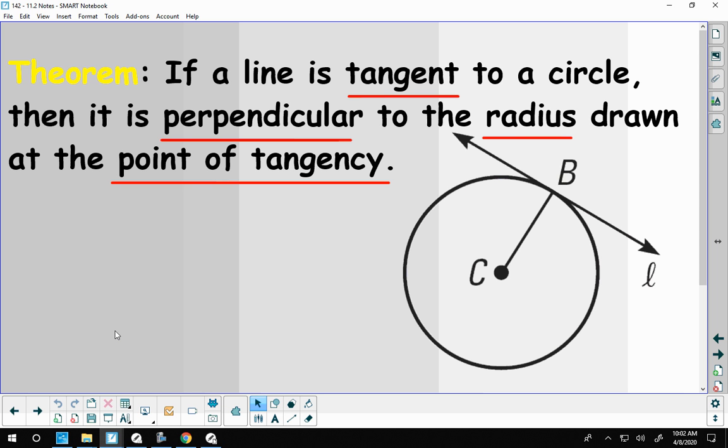of tangency. So we can see this tangent line L, the point of tangency is at B, and that means that this is a 90-degree angle. So the radius and the point of tangency make a 90-degree angle.